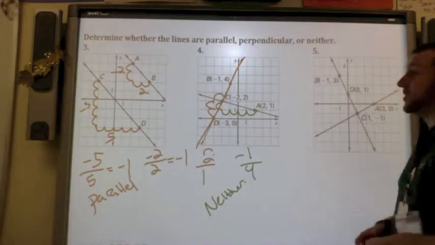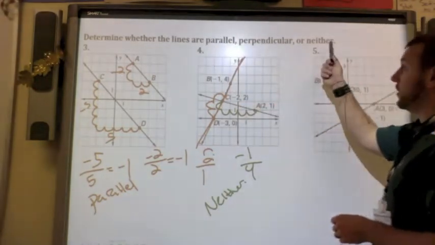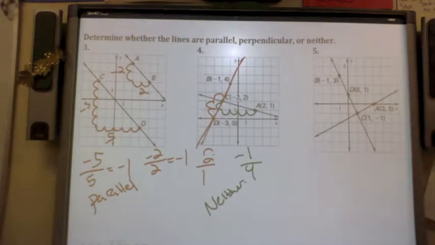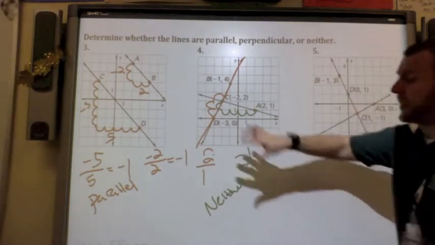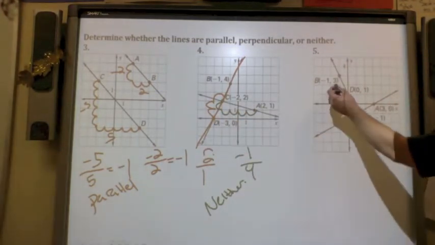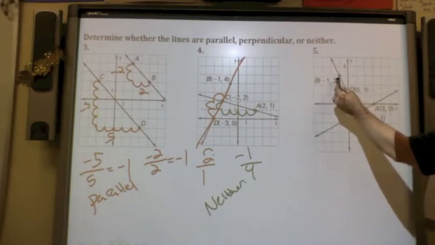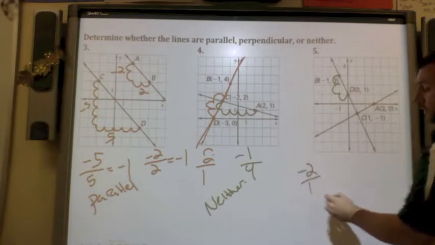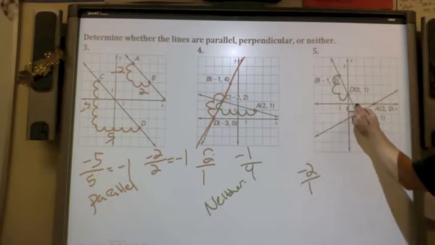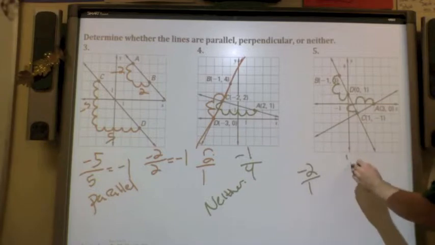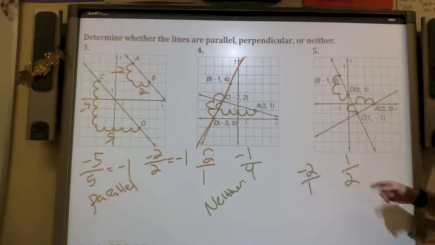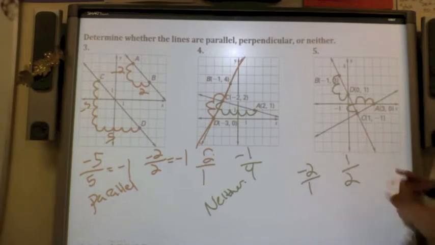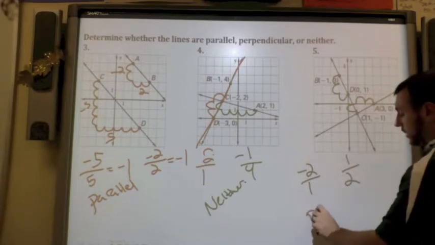Okay, so it asks you, are they parallel, perpendicular, or neither? Sometimes they don't come out as parallel or perpendicular. Here I'm going to do the same thing, find the two slopes, okay, and I choose any 2 points on this line. So that's negative 2 over 1. This one is 1 over 2. These are opposites, and they're reciprocals of each other, flipping them. So this is perpendicular.